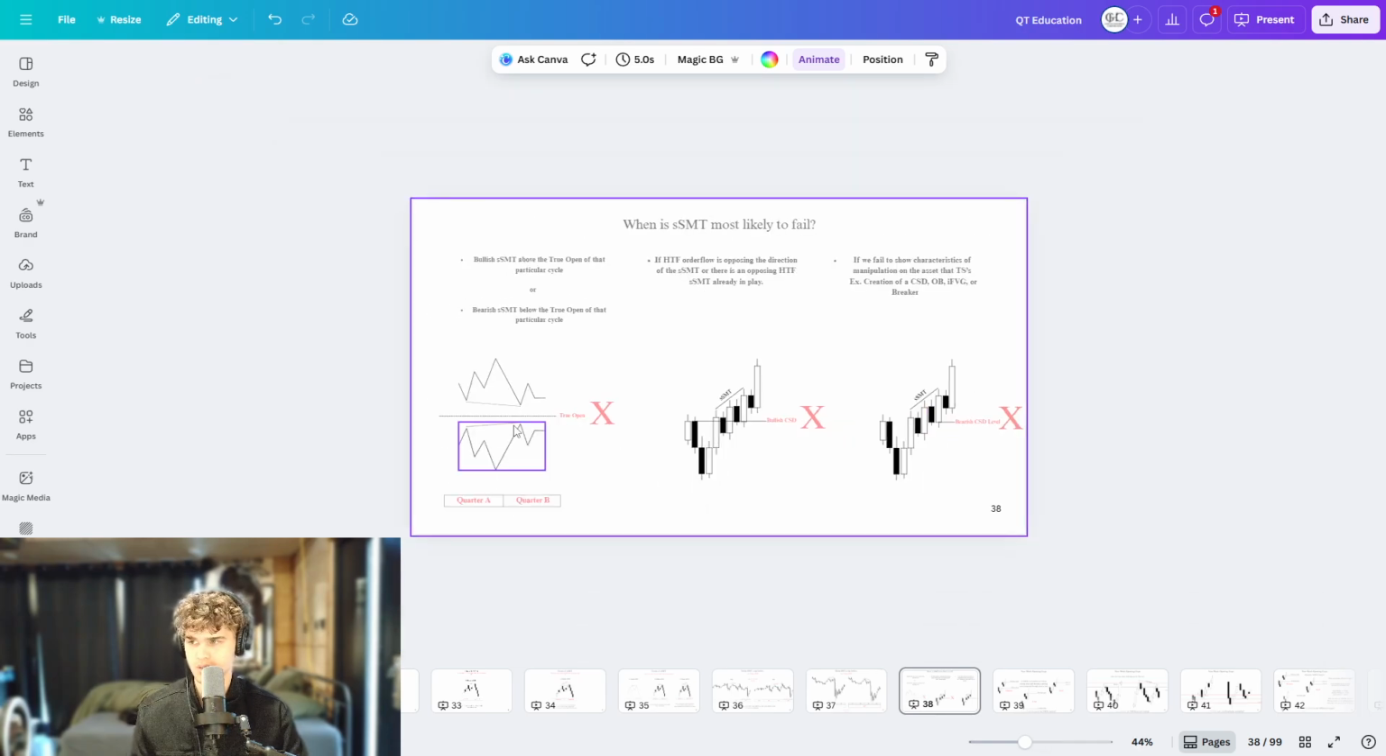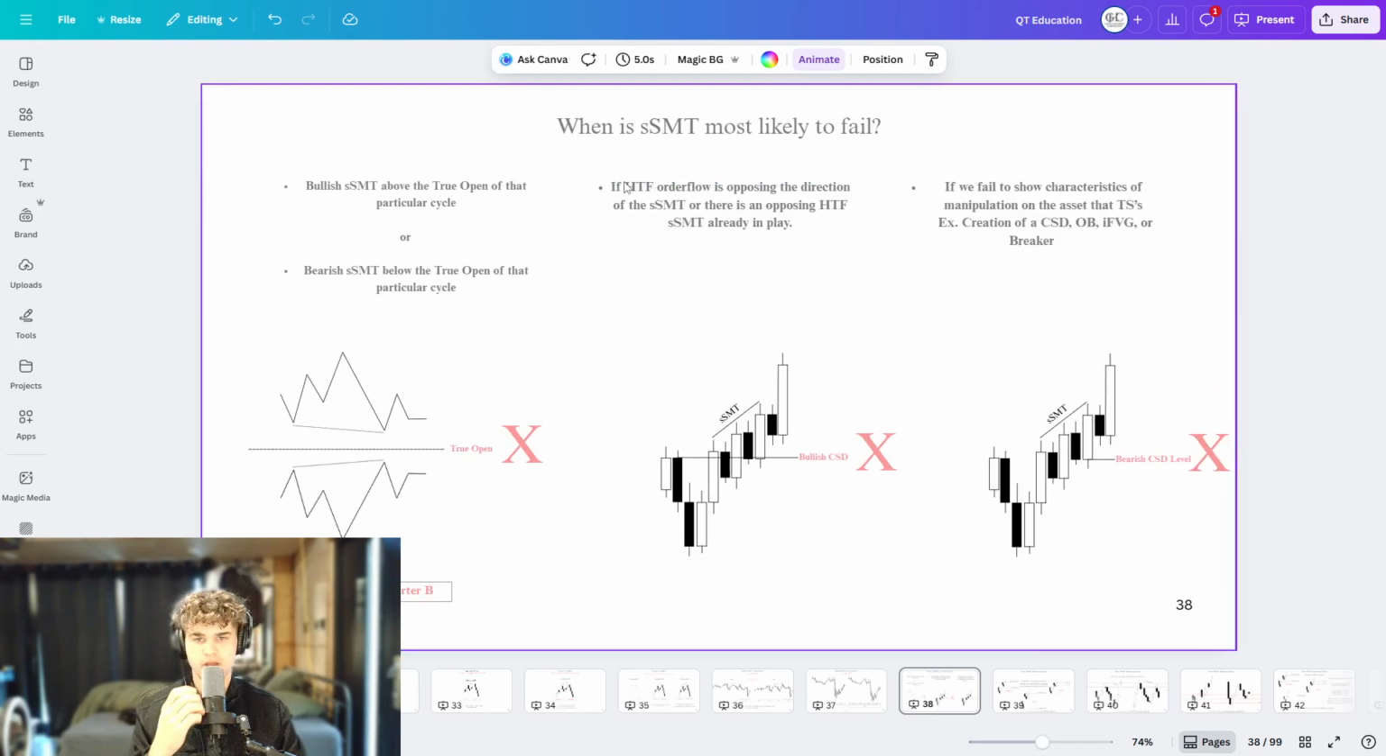Cool. I think you can actually see that this is quarter A, quarter B. Anyways, doesn't matter. If higher time frame order flow is opposing the direction of the sequential SMT, or there is an opposing higher time frame sequential SMT already in play. So if you're trading with a weekly cycle and you're looking at a 90-minute cycle and you're trying to catch the whole daily range with that, that's obviously likely to fail because 90-minute usually does not trump the weekly cycle unless it's for some type of short-term fluctuation, like a pullback or something like that. So as you can see, we have our bullish CST here, and then we have our SMT here, and it fails, right? Because your higher time frame order flow is bullish.